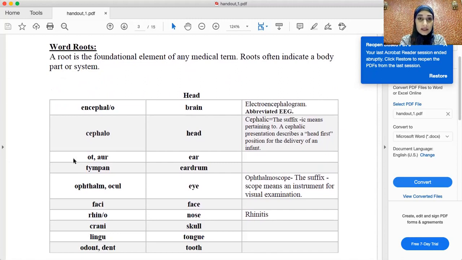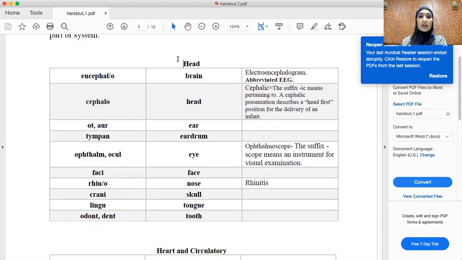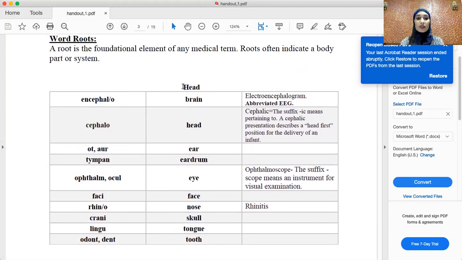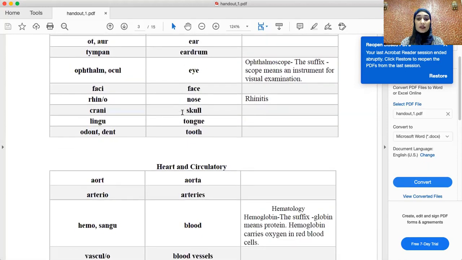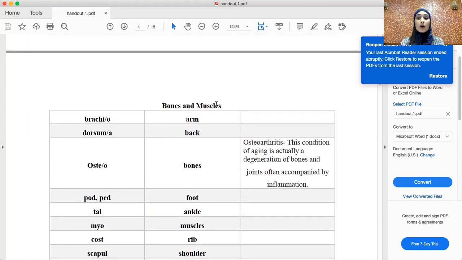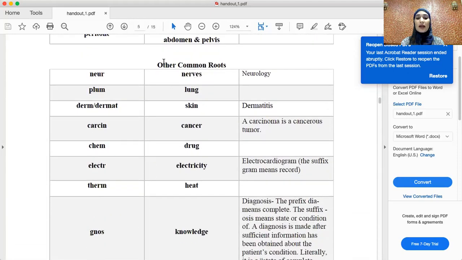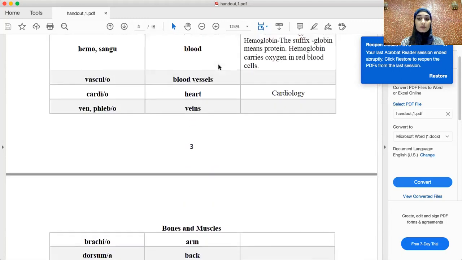So let's see here in this page the word roots of the body. A root is the fundamental element of any medical term. Roots often indicate a body term or system. In this part we will divide the roots into roots related to the head, heart and circulatory system, bones and muscles, digestive system, and we will have other common roots.